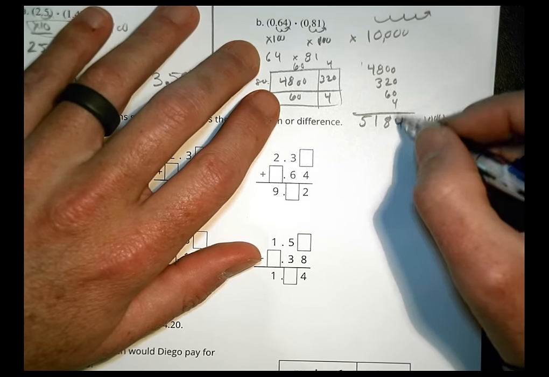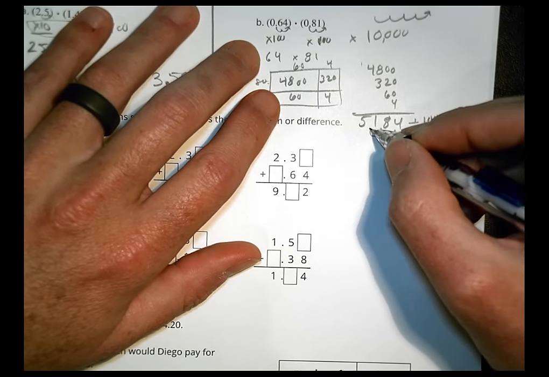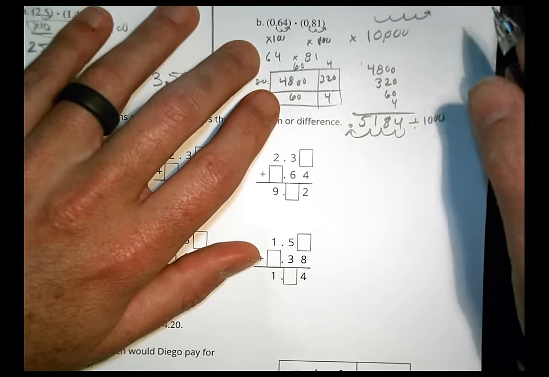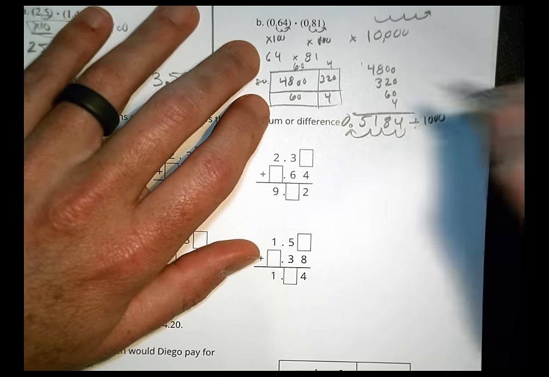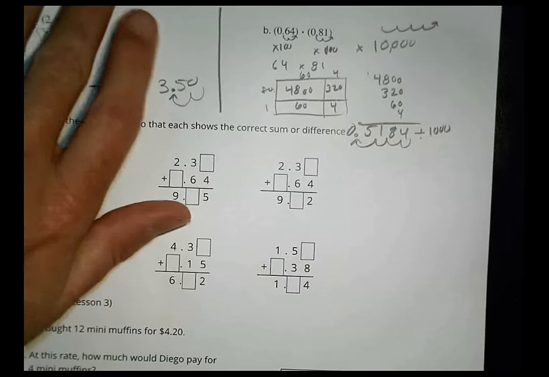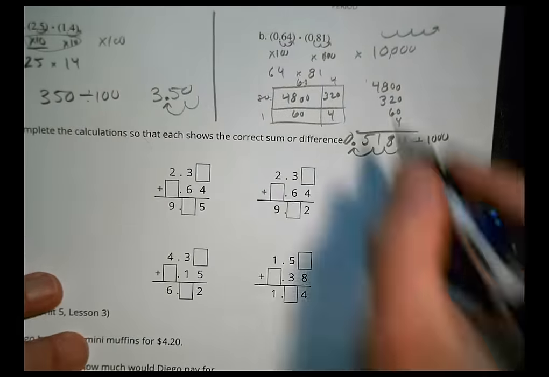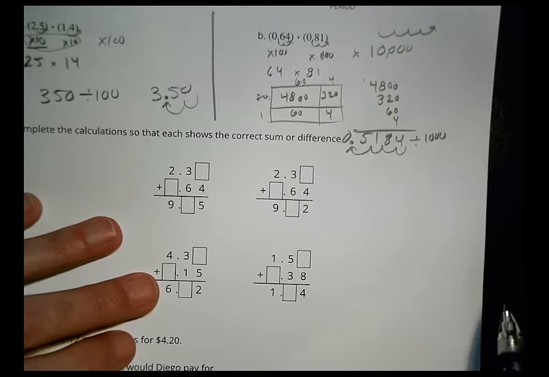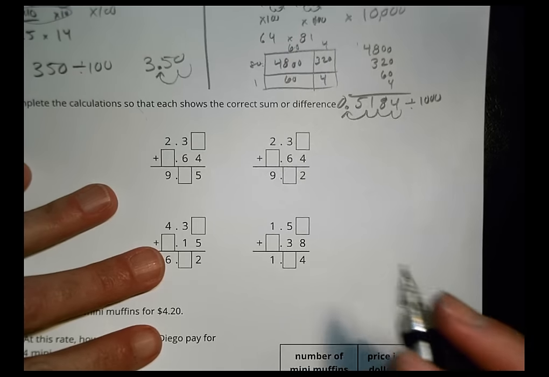So I move 4 to the left. So 1, 2, 3, 4. So we have 0.5184. Okay, so it's a good combination of lots of methods we've been using so far to show you how that one works for 4B. All right, number 5, complete the calculations.